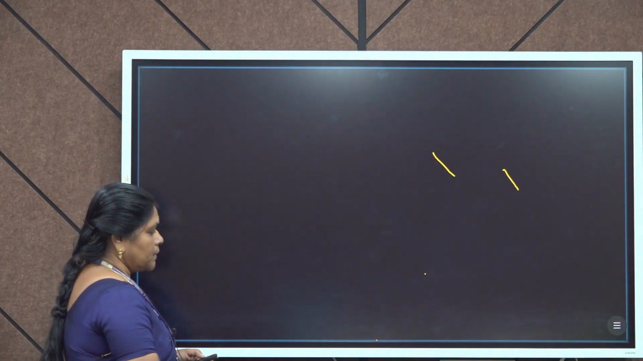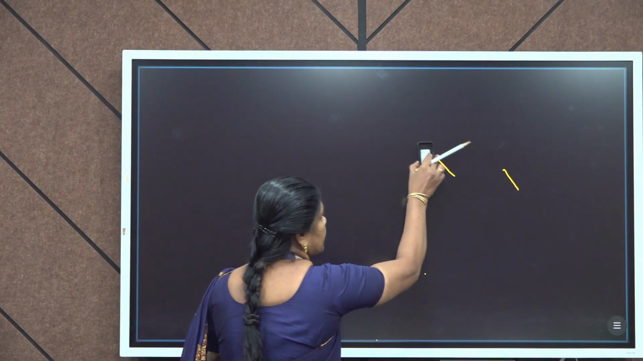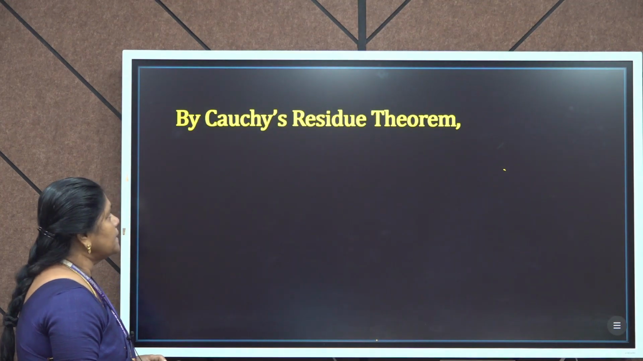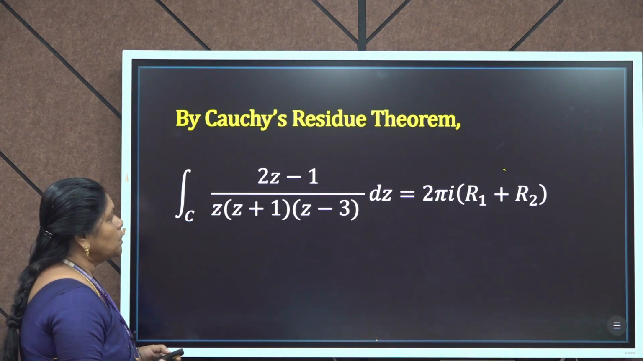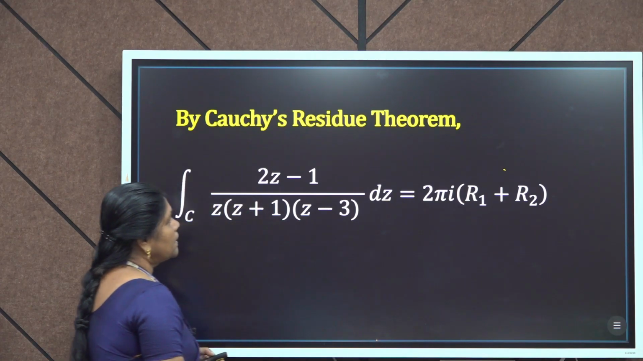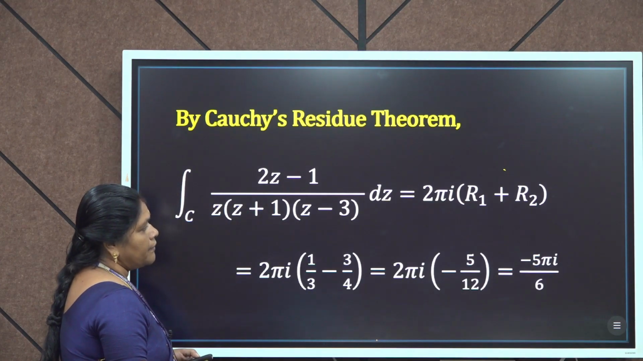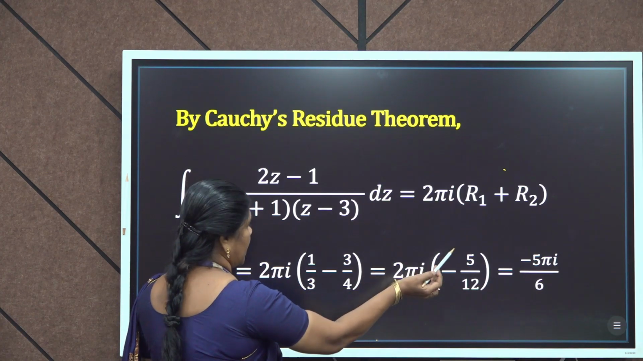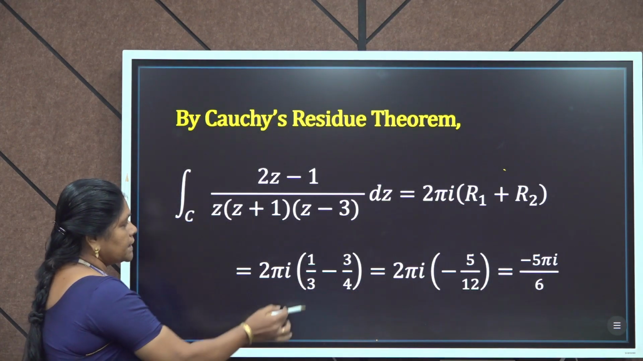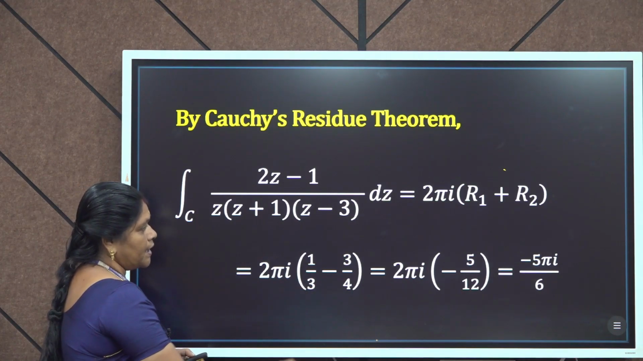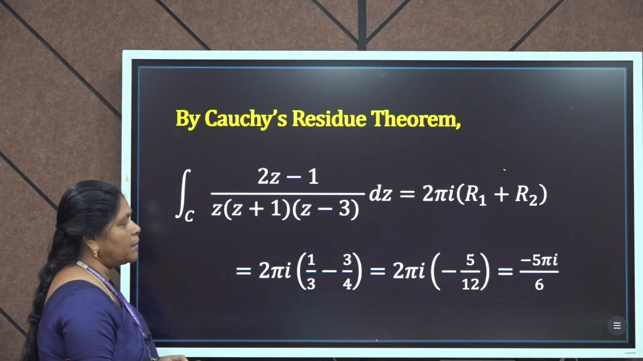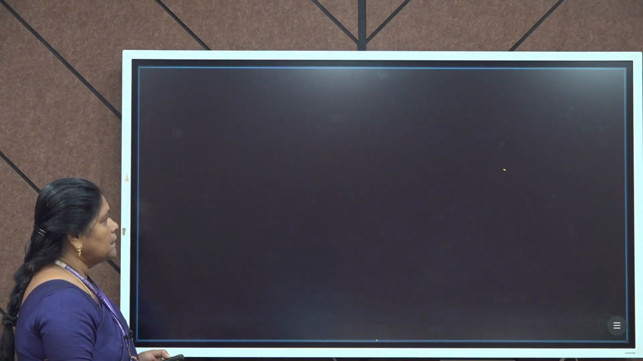Now by using Cauchy's residue theorem, the value of the integral is equal to 2πi times the sum of the residues R1 and R2. Already we have calculated R1 as 1/3 and R2 as -3/4. Substituting here and simplifying, we get the answer as -5πi/6.